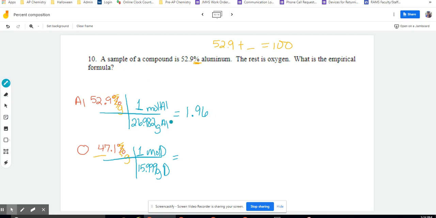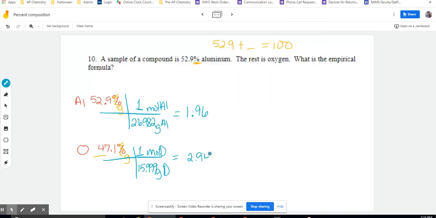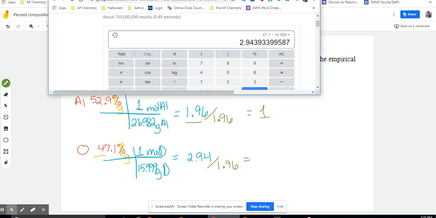For the oxygen, I'm going to calculate 47.1 divided by 15.999. I get 2.94. Now that we're already in moles, we're going to divide both of these by the smallest value, which is the one up here. So we divide by 1.96 and divide by 1.96. This one is going to equal 1. For the other, I'll type 2.94 divided by 1.96 into the calculator, and we end up with 1.5.